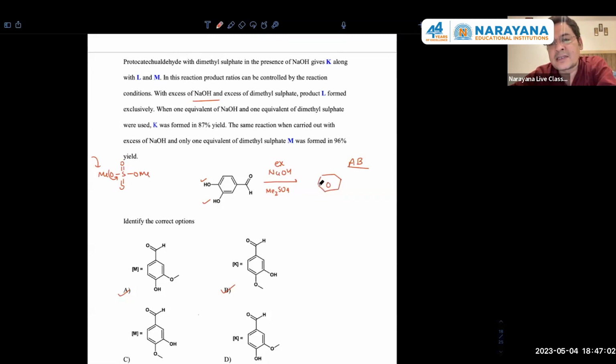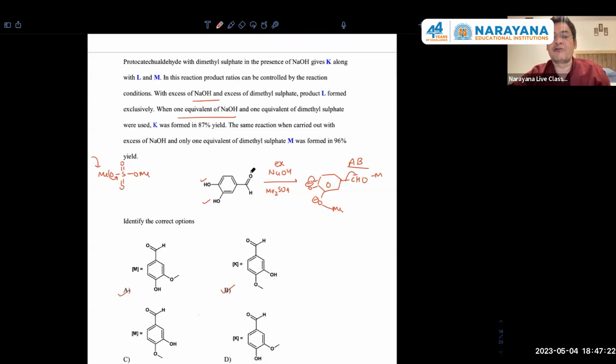When both the acidic H will move out, this is O minus, this is O minus. Here we have CHO with the dimethyl sulfate. Now, out of these two anions, this anion is more involved in resonance because of the minus M effect of this. So here we will attack Me2SO4 and get methyl here.